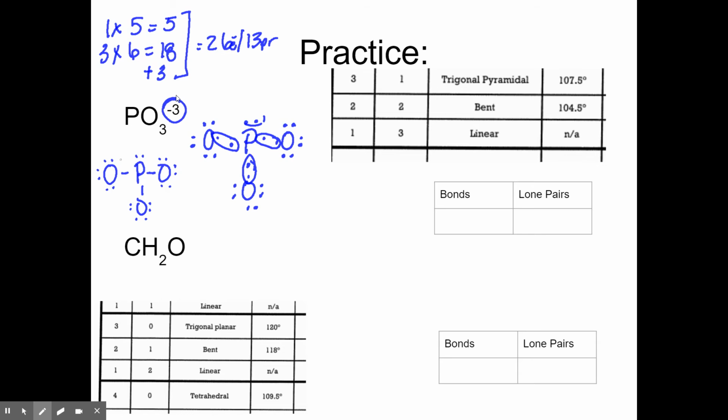Okay. Looking just at my P now. How many bonds does my P have? How many valence unshared electron pairs? So there are 3 bonds on P, 1 unshared pair, 3 and 1 is trigonal pyramidal, 107.5.